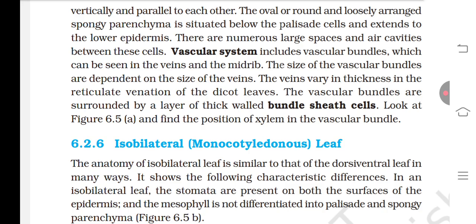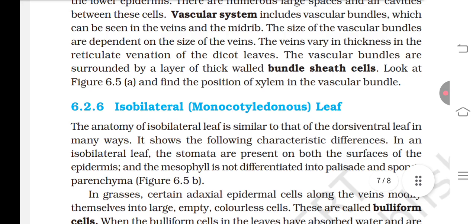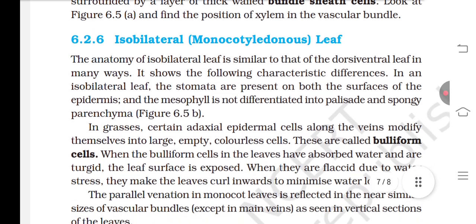The vascular system includes vascular bundles, which can be seen in the veins and the midrib. The size of vascular bundles depends on the size of the veins. The veins vary in thickness in the reticulate venation of the dicot leaves. The vascular bundles are surrounded by a layer of thick-walled bundle sheath cells. Look at the figure and find the position of xylem in the vascular bundle.